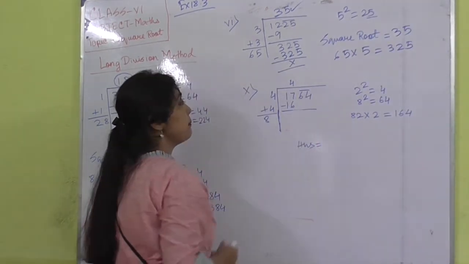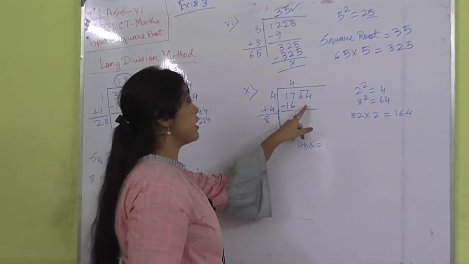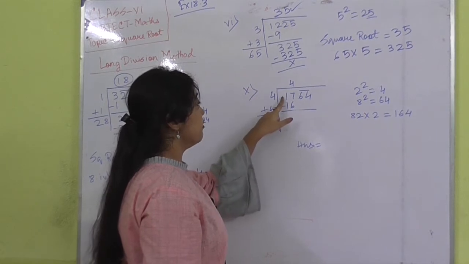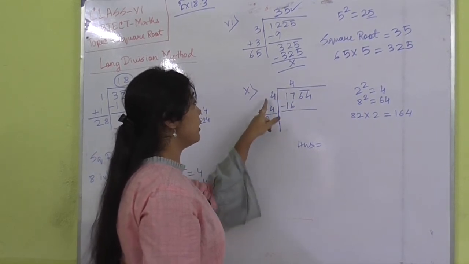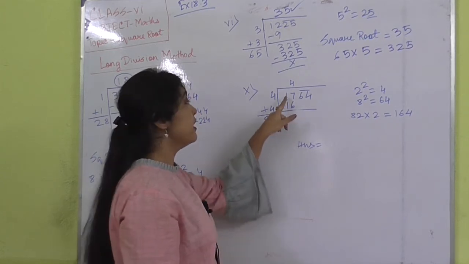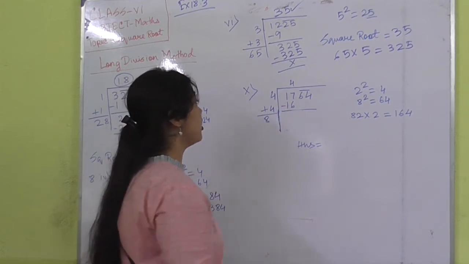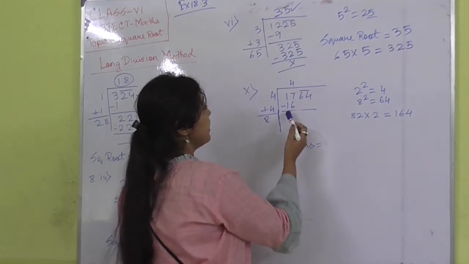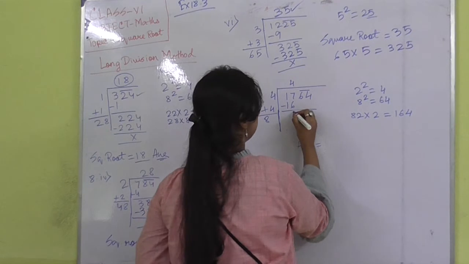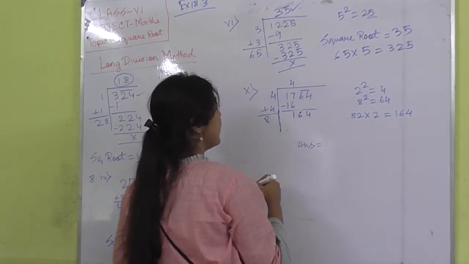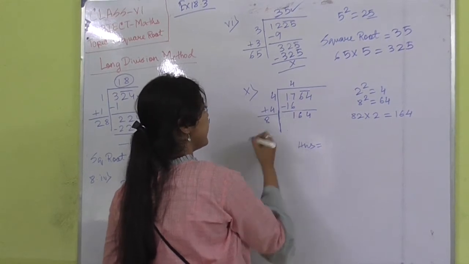Another 4-digit number is given, 1764. Here, we are taking 4 into 4, that is 4 square, we are taking 16, because 5 square, 25, will be larger than 17. So you have to take 4 square, which is 16. Now, we are writing 16, and the remainder we are getting is 1, and we are writing this 64 over here. And 4 plus 4 we are writing 8.